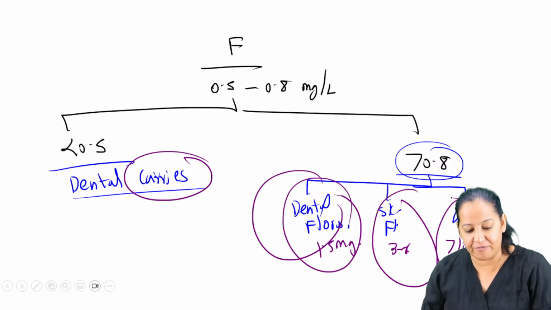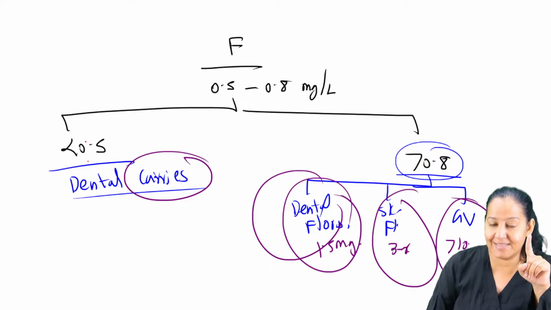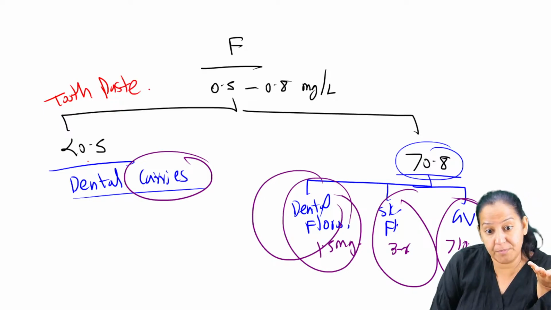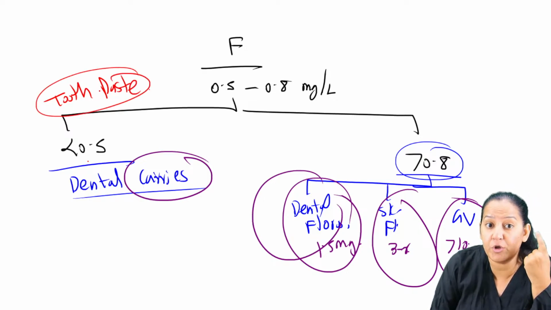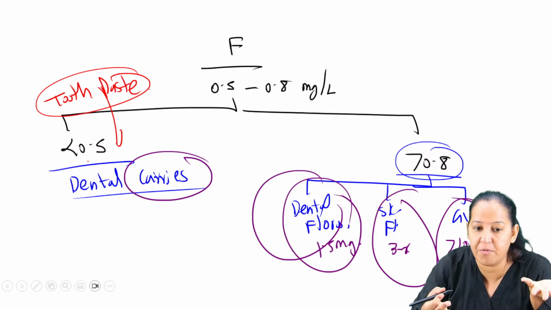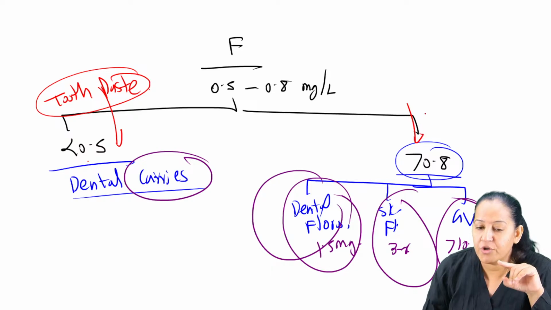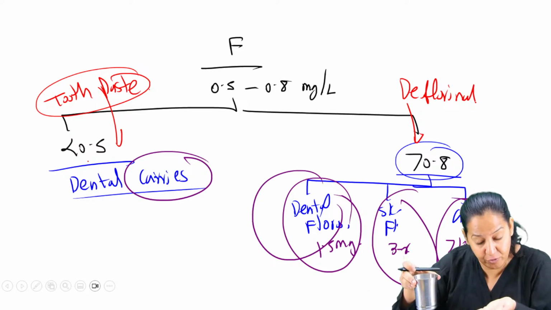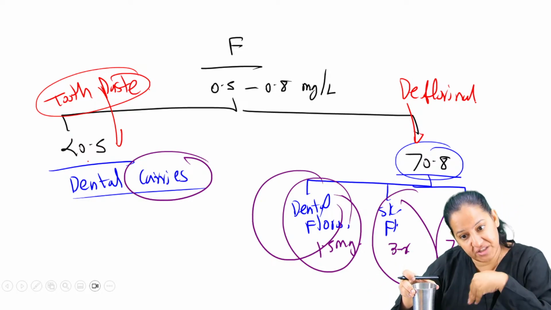So what intervention has to be taken? If it is less, it has to be given, so give it in the form of toothpaste. Whatever toothpaste you use, maybe it is fluorinated. It contains fluorine to prevent the deficiency. And if it is more, you have to remove it. You have to do defluorination of water. Suppose my water contains more fluorine, I have to do defluorination, then I have to use it.